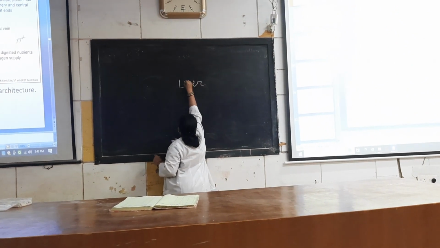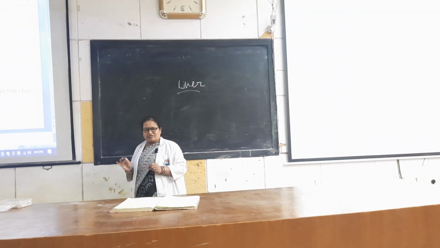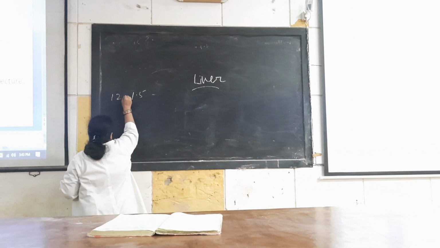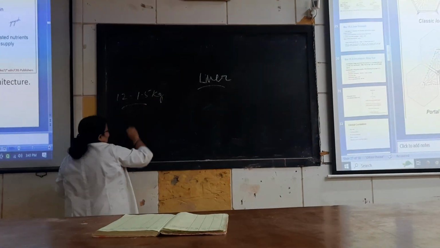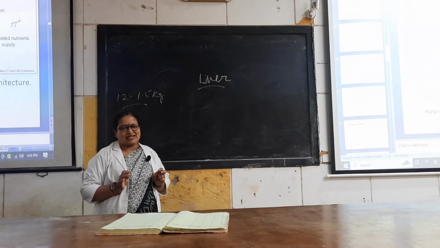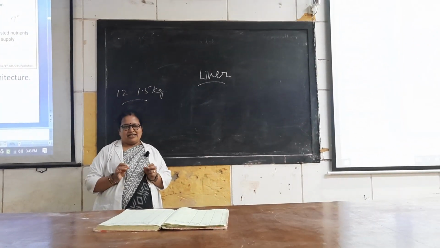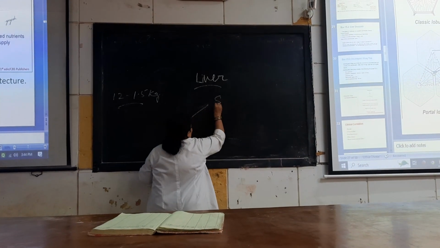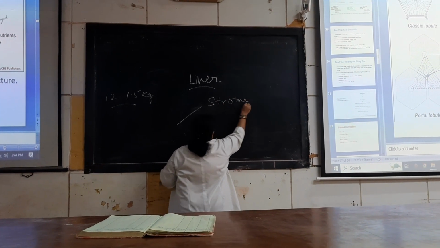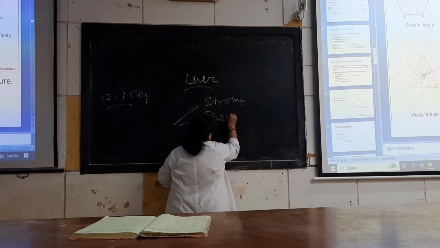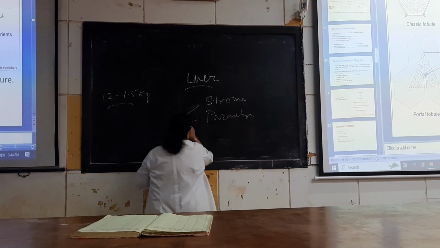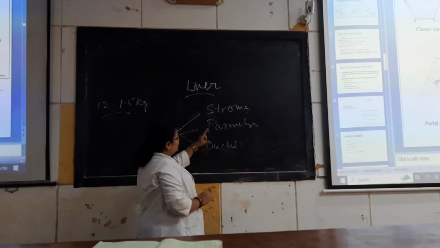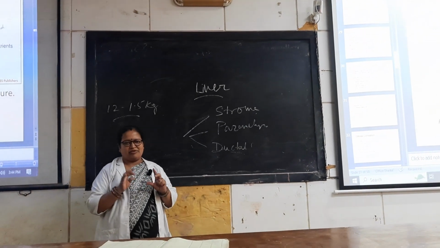So the liver is the largest organ of the body, with a weight of 1.2 to 1.5 kg, and we all know that it is the largest gland. Every gland has mainly three components: the stroma, the parenchyma, and the ducts.